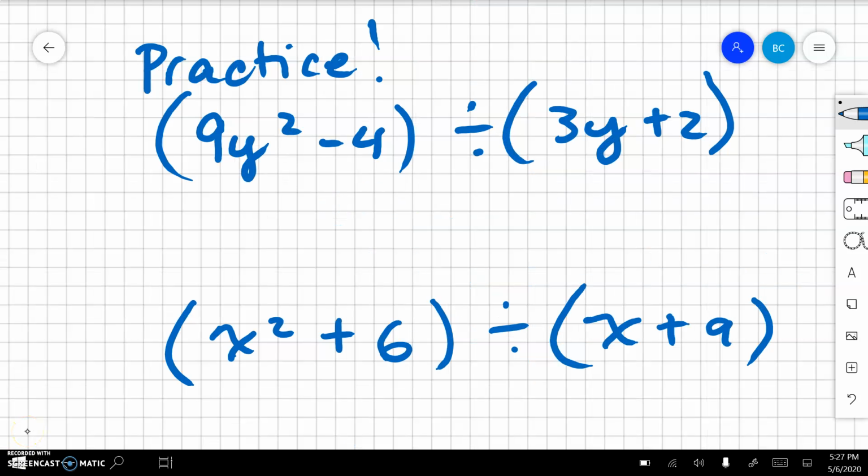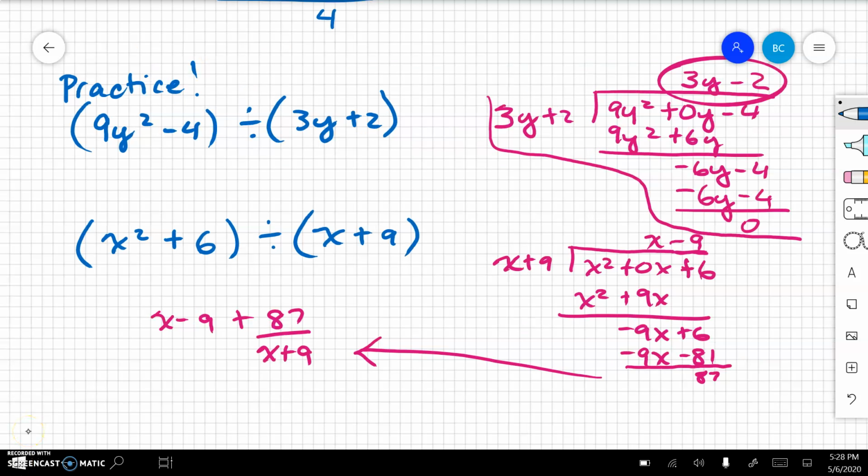Now I'm going to give you a couple of practice problems to do where you have to insert a missing term. They're super big because I have work off to the right-hand side that I didn't want to erase and redo. So go ahead and pause the video, work these problems, and then come back and check your work.